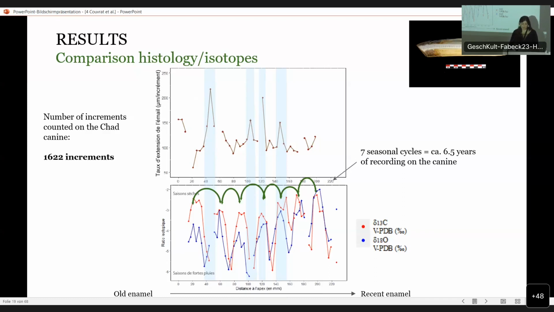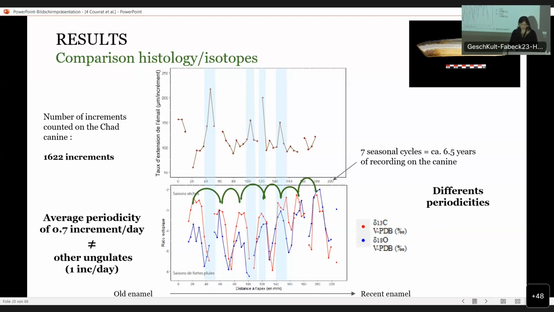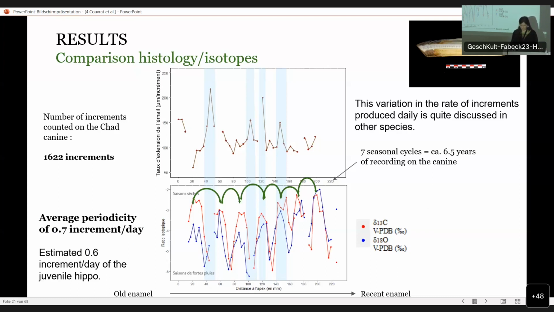The number of increments counted on the Chad canine was 622 increments. As so, the average periodicity for this canine is 0.7 increment per day, which does not correspond to the other ungulates in the literature. And it is comparable to the estimate of 0.6 increment per day of the juvenile hippo.